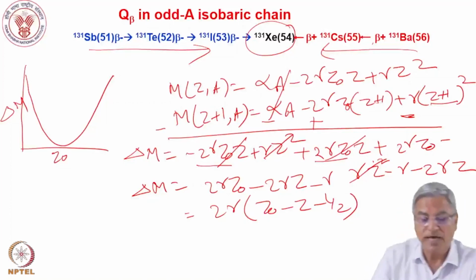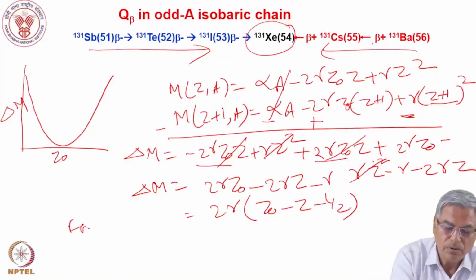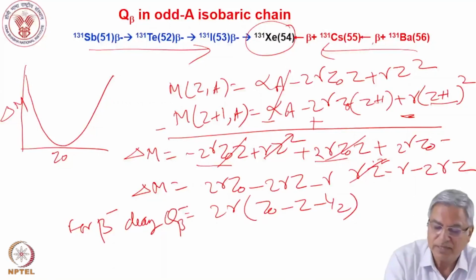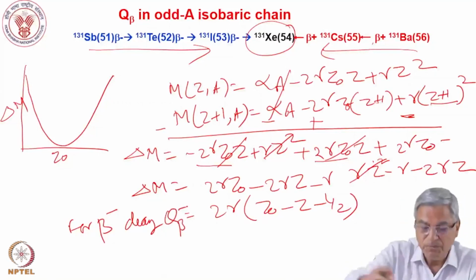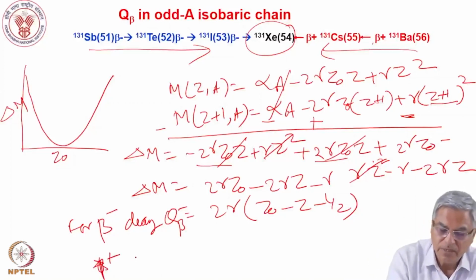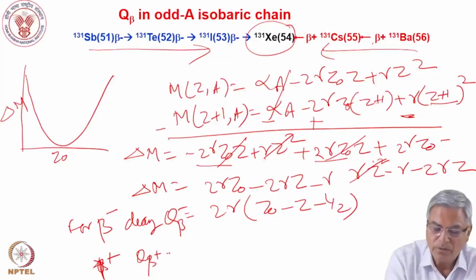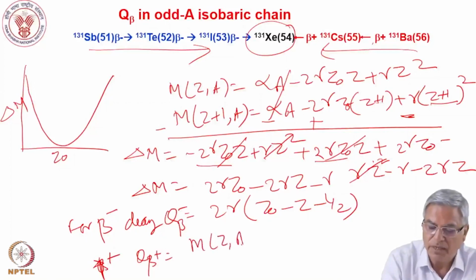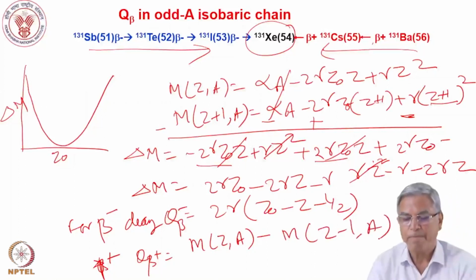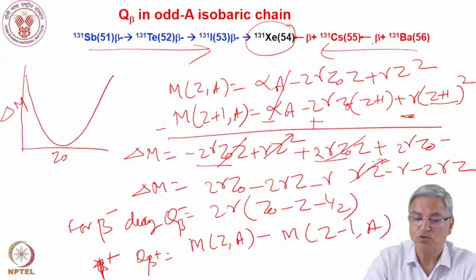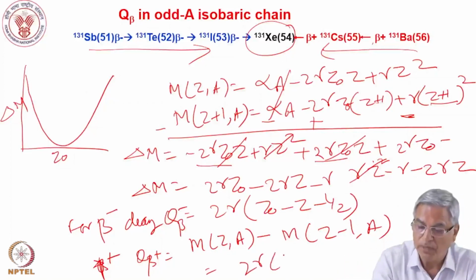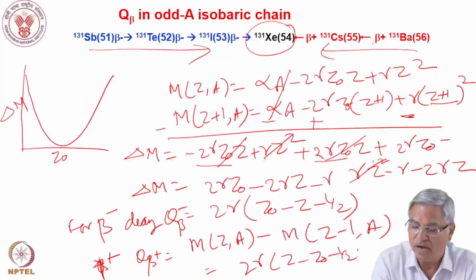Similarly, you can do an exercise. So this is for beta minus decay, Q beta minus equal to this. To do the same exercise for beta plus, then Q beta plus will be MZA minus MZ minus 1 comma A. And this Z minus A, so now you can again do the same exercise and you will find this becomes equal to 2 gamma Z minus Z0 minus half.